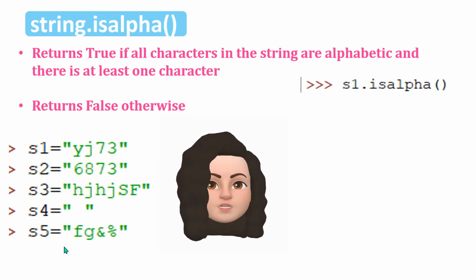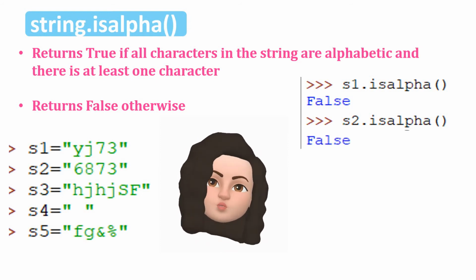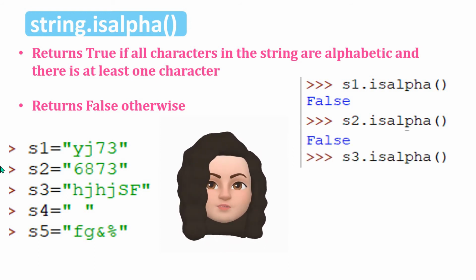This S1 contains YJ73. You have numbers also, so it will not return true. isalpha will return true only if all the characters are alphabets. Here we have numbers also, hence it is false. Now S2 dot isalpha. You can see S2 is 6873, full of numbers, there is no alphabets, hence isalpha will return false. Now S3 dot isalpha. You can see S3, HJ, HJ, SF all are alphabets, hence S3 dot isalpha will return true.